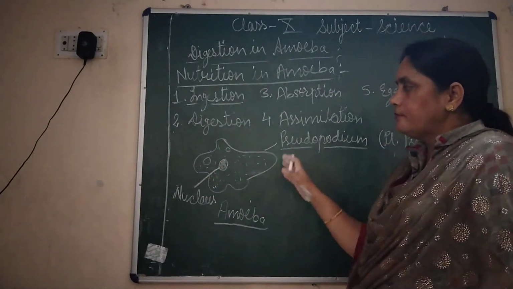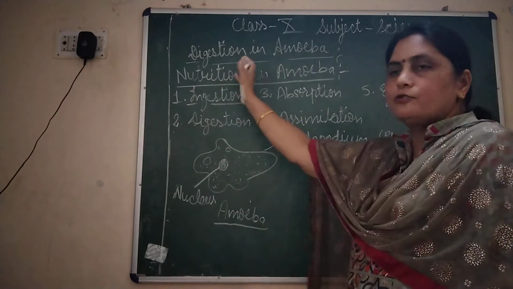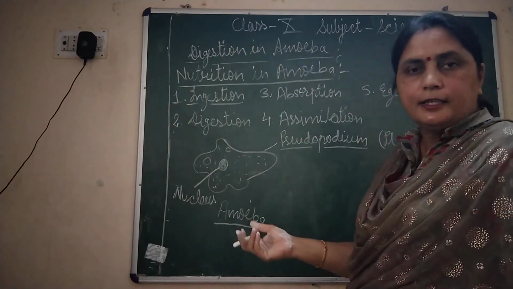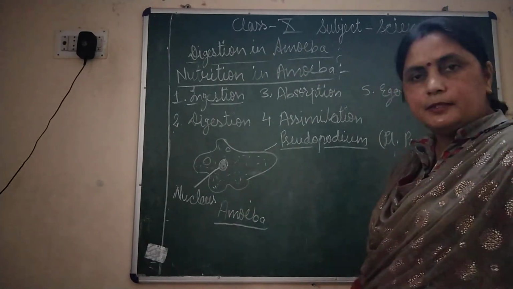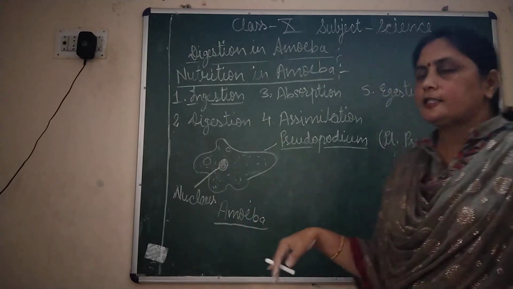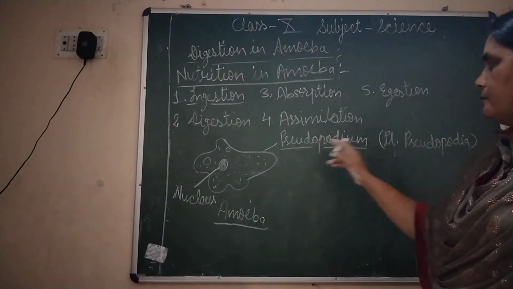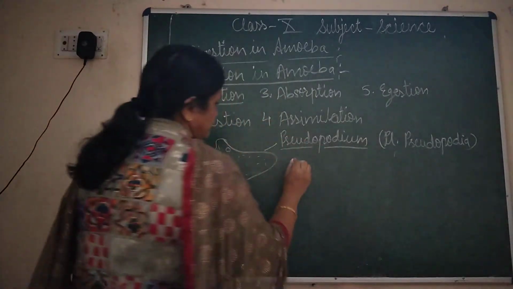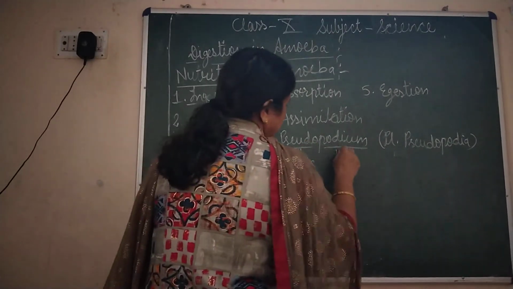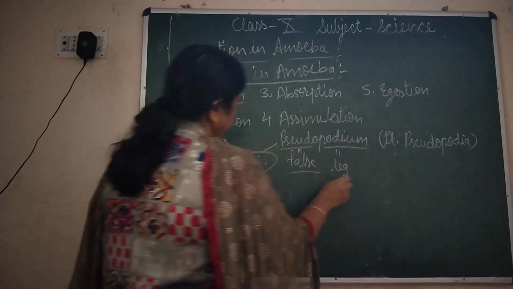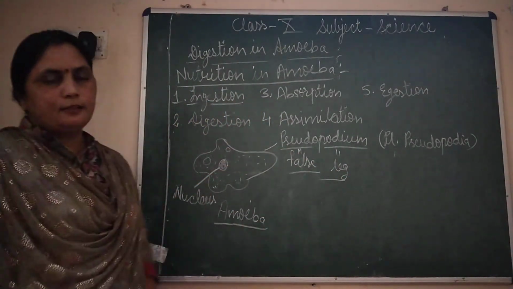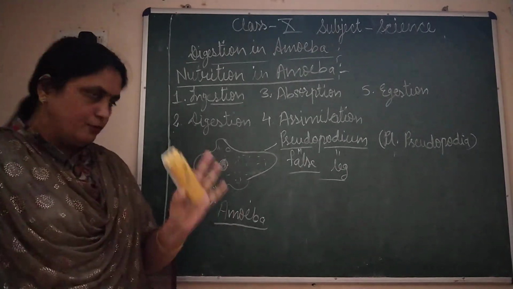Suppose now it sees food in this direction, then the pseudopodium will be formed in that direction. Now this will become its anterior part, and this one will become its posterior part. So in any direction it can give out a projection, which is called a pseudopodium. Pseudo means false, and podium means leg. Though it is acting like a leg, it is not a leg, so it is called a false leg. With the help of this pseudopodium, it can move.